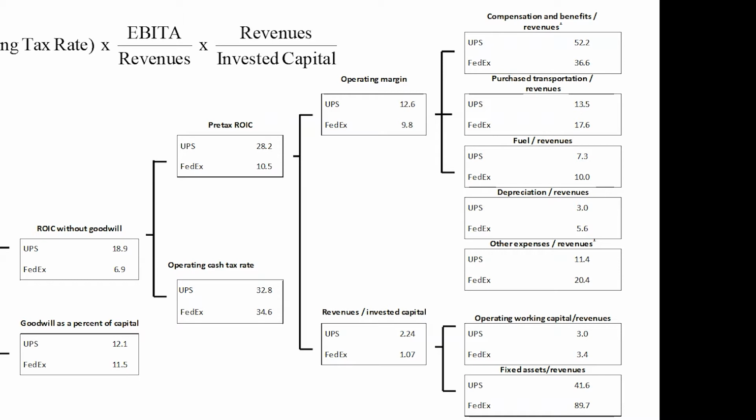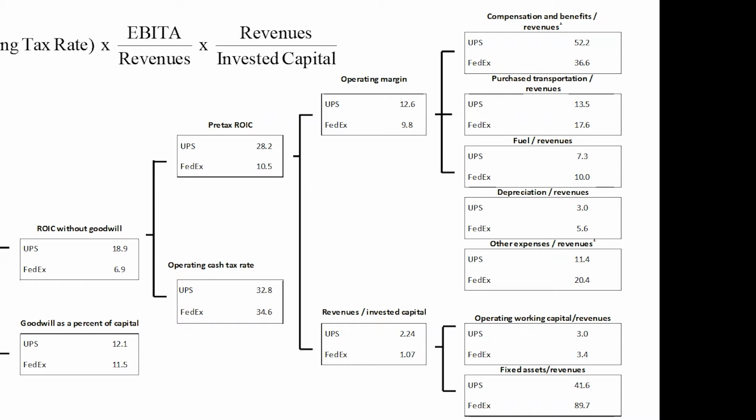And so we break down what all of these cost items look like as a percentage of revenue. So we start with compensation and benefits. This is probably going to be the biggest cost driver for most firms. We see compensation and benefits as a percentage of revenue, so we call this our labor costs. For UPS, 52%, FedEx, 36%. So actually, we see a difference that we wouldn't necessarily expect here. UPS has a much higher percentage of their revenue going to compensation and benefits.